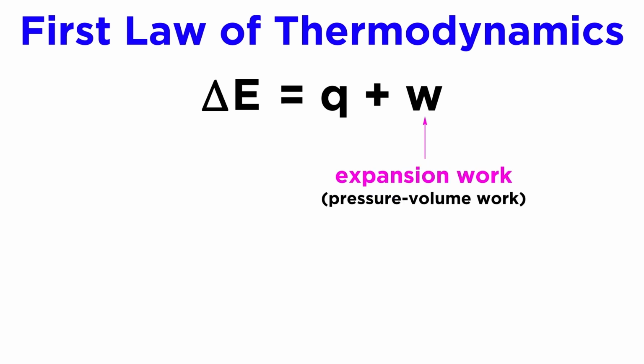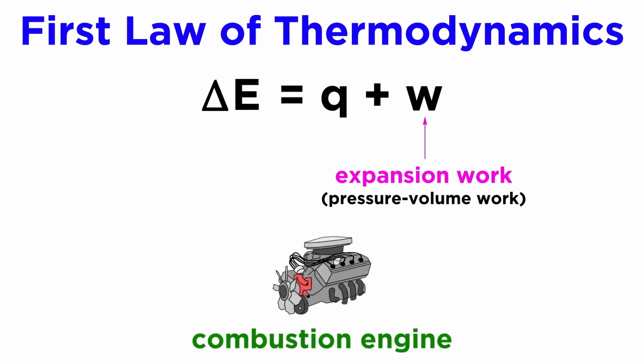One type of work is called expansion work, or pressure volume work. This is when a system pushes against the pressure of its surroundings, such as an internal combustion engine, where some of the energy produced in the combustion of the gasoline goes towards pushing the piston in the cylinder.